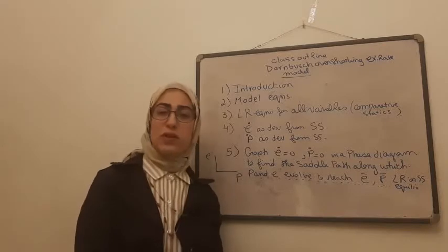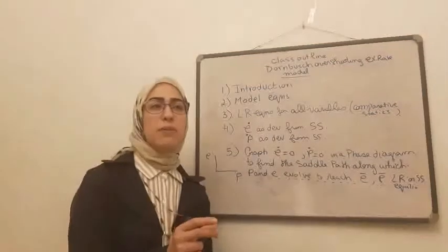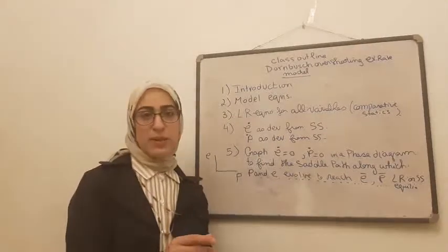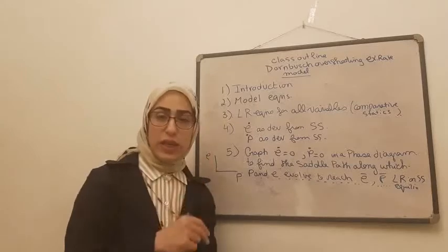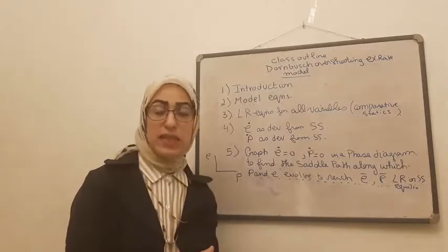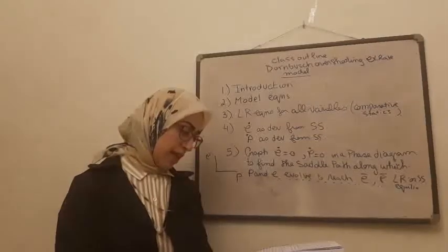This model was written in the 70s, 76. Many countries in that time moved to flexible exchange rates. This model was able to explain the large volatility that countries have seen in their exchange rate in a way that is consistent with rational expectations.